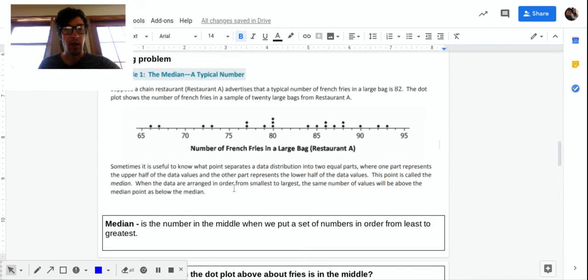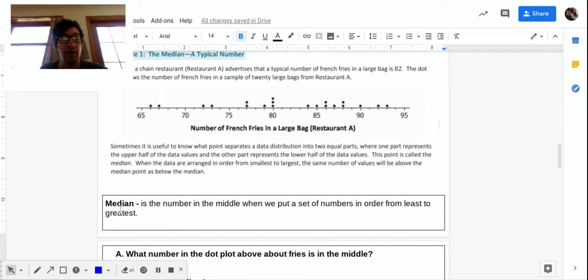All right. We're talking about median in this one. Friday 3 and Monday 4, they were mean. Now we're adding in median. Look down here, the definition, I give it to you. The median is the number in the middle when you put all the numbers in order from least to greatest. So these numbers are all in order from least to greatest, okay?